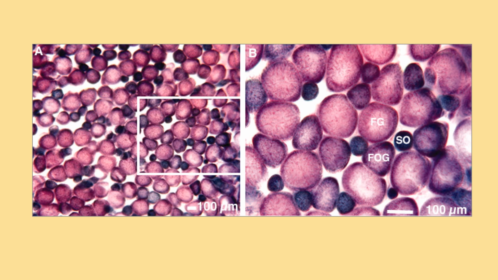The SOs are the smallest diameter, they are the weakest, but they have the greatest endurance. The FGs are the largest in diameter, they are the strongest, but they have the lowest endurance. They fatigue more quickly than the other two. And then the intermediate fiber types are the FOGs. So they're sort of medium in size and they're medium in their strength and their endurance.